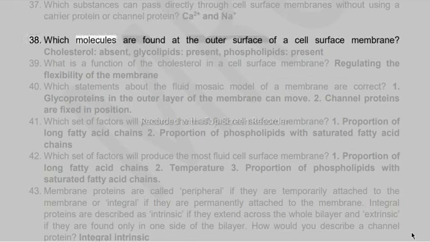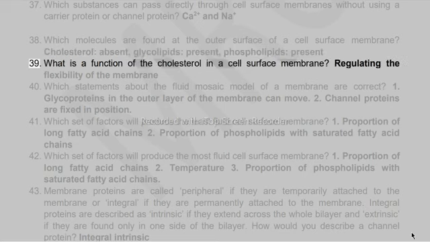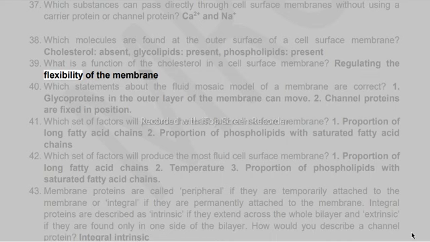38. Which molecules are found at the outer surface of a cell surface membrane? Cholesterol, absent; glycolipids, present; phospholipids, present. 39. What is a function of the cholesterol in a cell surface membrane? Regulating the flexibility of the membrane.